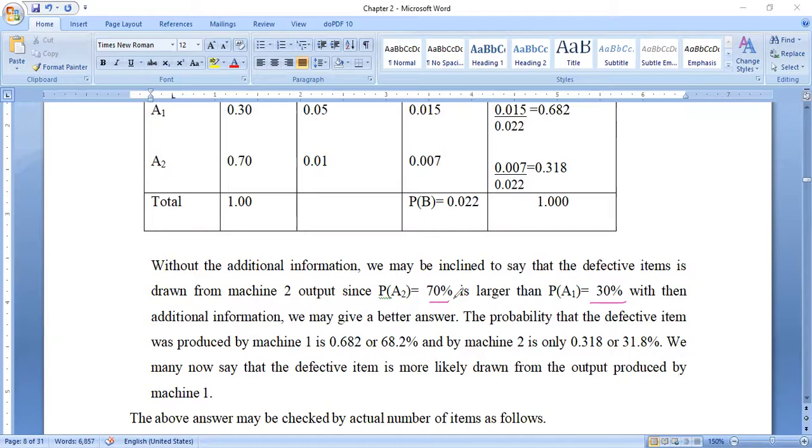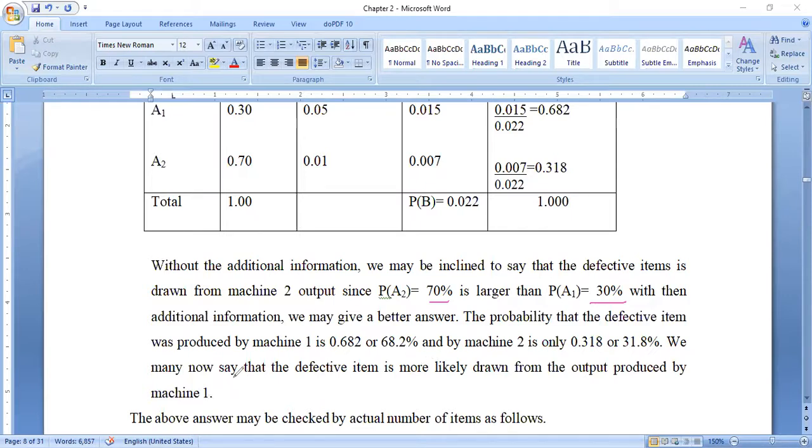Okay, but when the calculation process is completed, the defective item is found to be produced 68.2% by machine 1 and 31.8% by machine 2. Okay, here the defective item is more likely drawn from the output produced by machine 1 only. In this way, you have to write the conclusion part.